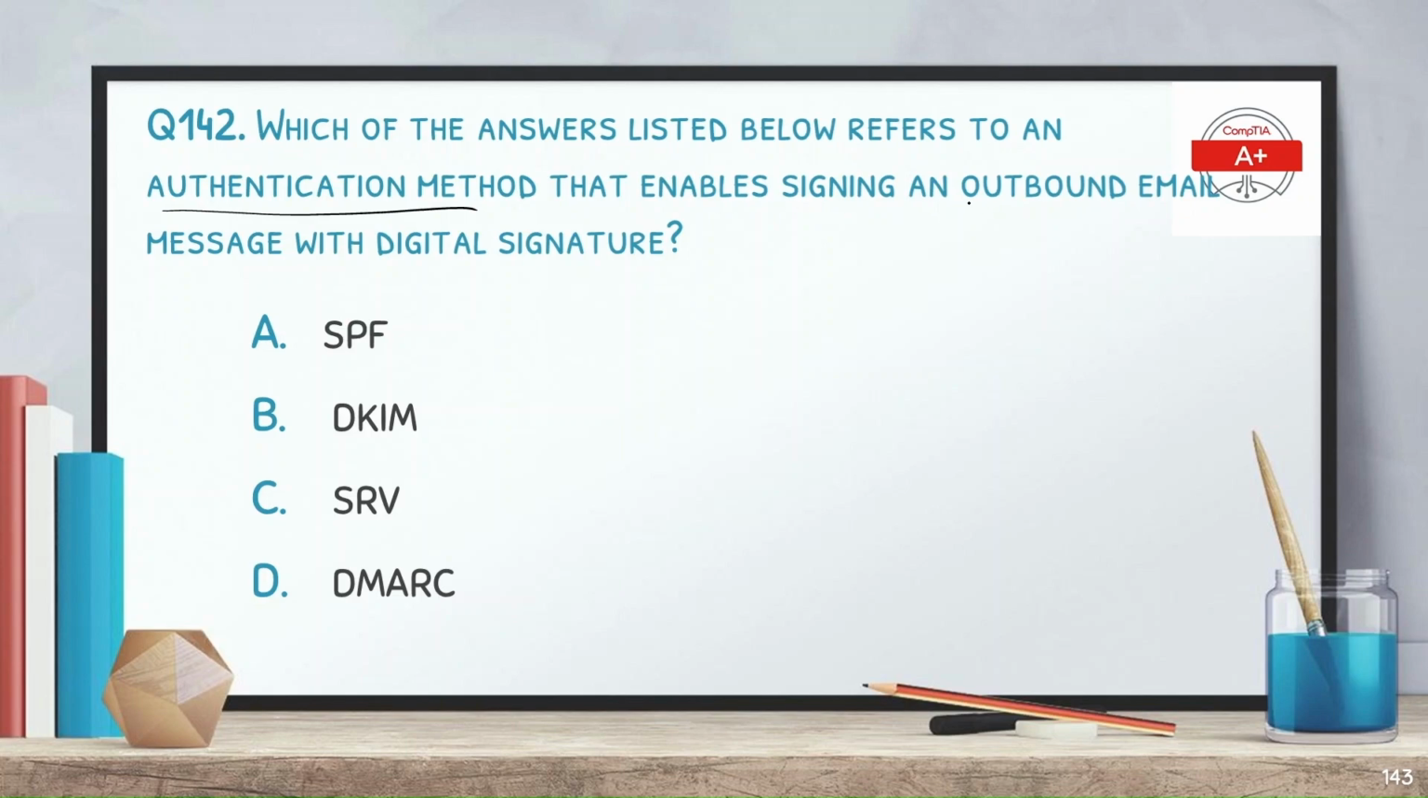Question number 142 is that which of the answers listed below refers to an authentication method that enables signing an outbound mail message with digital signature? The options are again A, SPF, B, DKIM, C, SRV, and D, DMARC. And the correct option is DKIM.